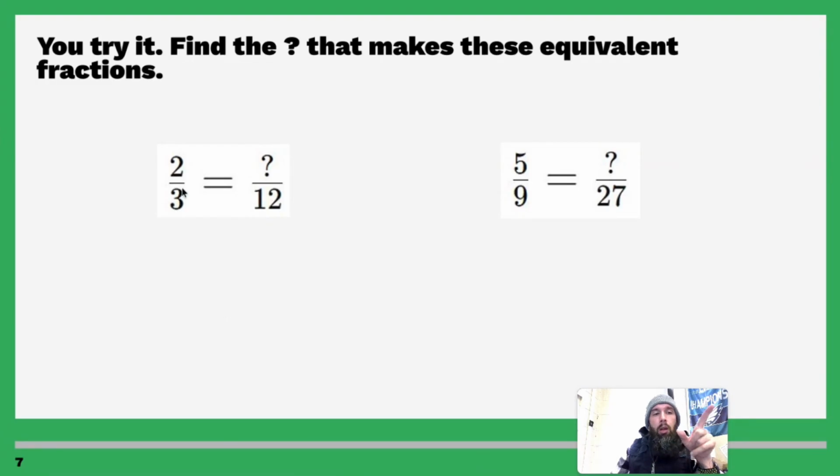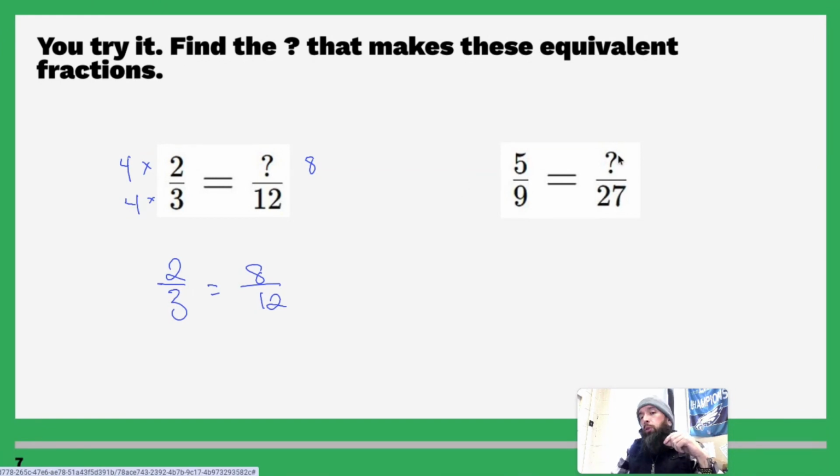All right. So 2 over 3 has got to be something over 12. I have to multiply the top and the bottom by the number that turns 3 into 12. 3 times what is 12? 3 times 4 is 12, so I'm going to multiply the top and the bottom by 4. 2 times 4 is 8, so 2 over 3 is the same as 8 over 12.